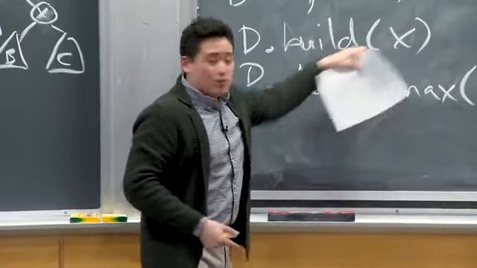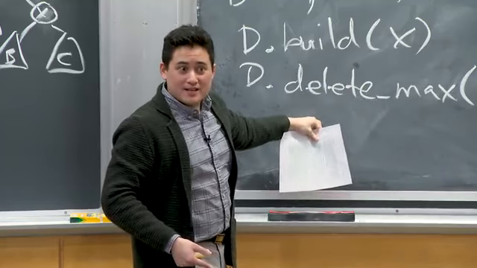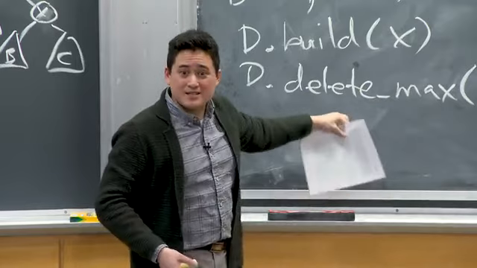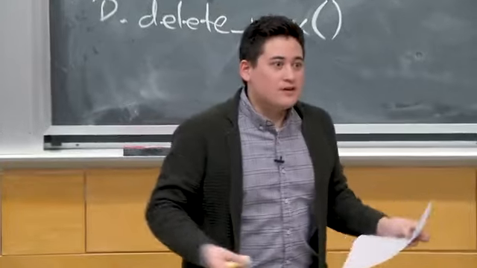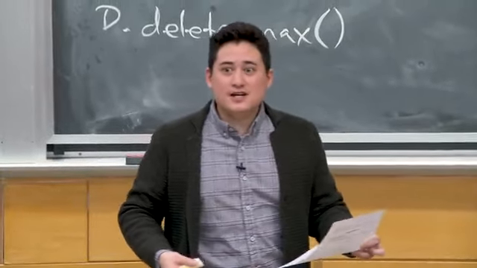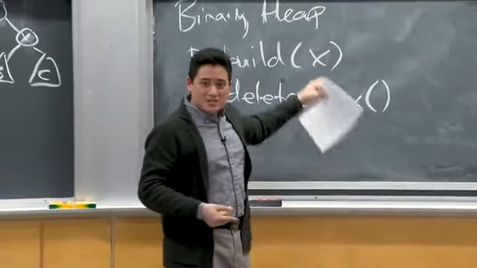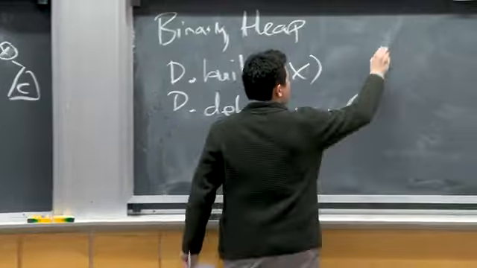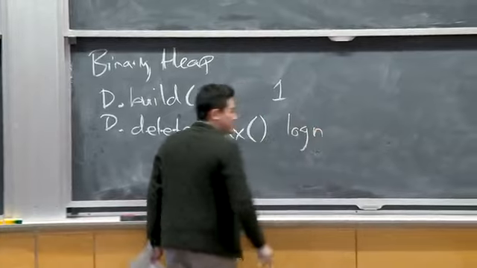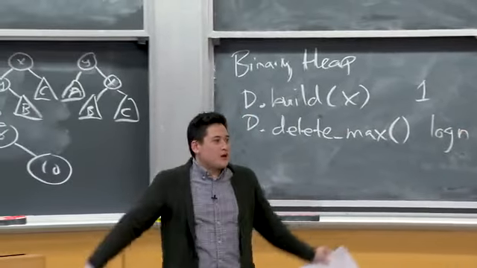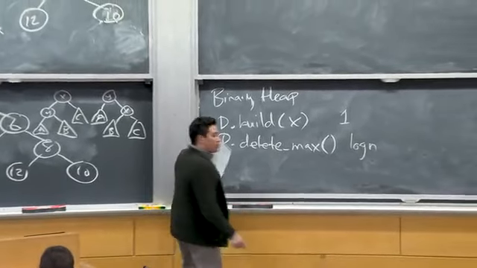That will take whatever this build time is. And then I can delete max k times, however many things I need. If I want the log n highest things, I can just do that log n times. So if I had such a data structure, I could do this in one run of this operation and log n runs of this operation. Does that make sense? I could solve this problem by reducing to this data structure.